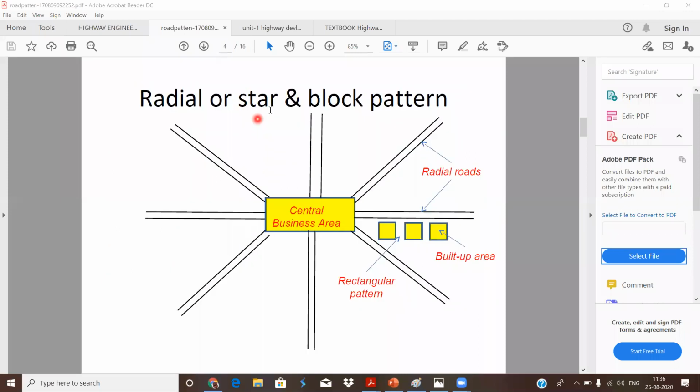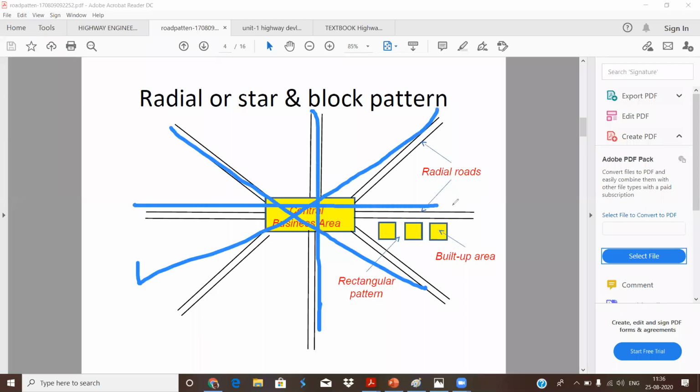Next one, radial and block pattern. Radial means these are the radial lines. This is a radial line, this is a radial line, and these are radial lines. Along these radial lines we have a block pattern. So this is the block pattern we discussed last.